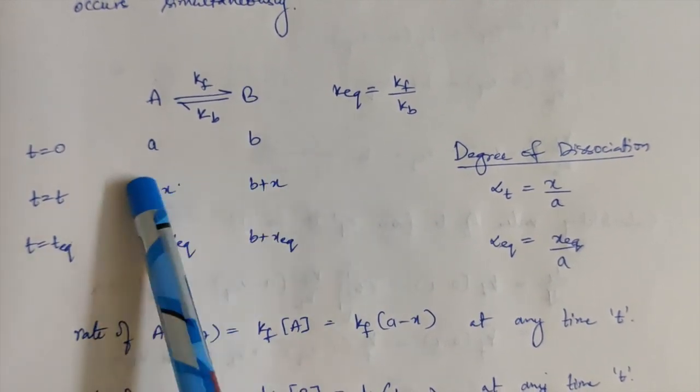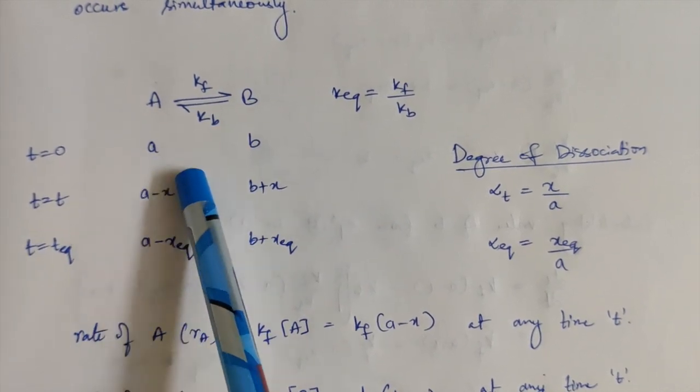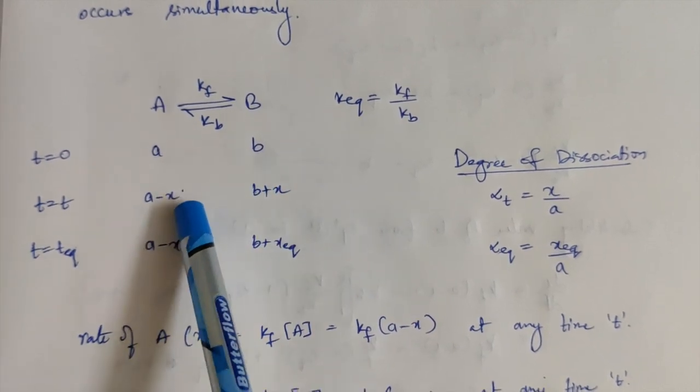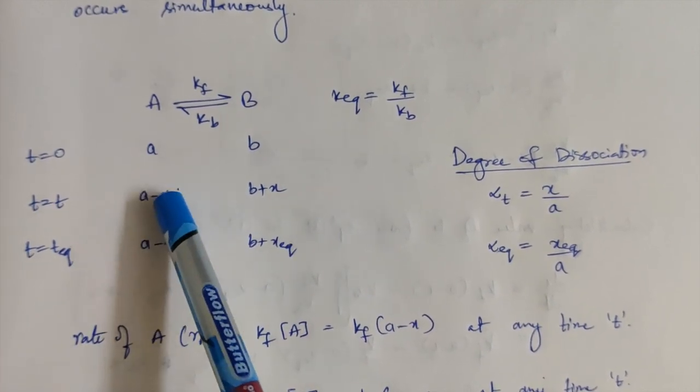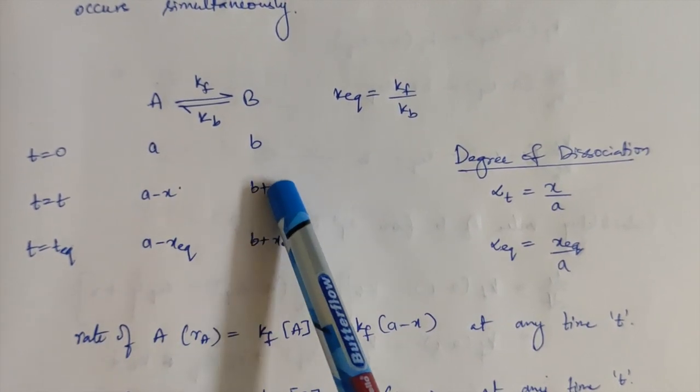This is very crucial and very important to know. Why? Because x is the amount of molecules of reactant which is getting converted into product. So from A an x amount is being taken out, and in B that amount is getting formed.